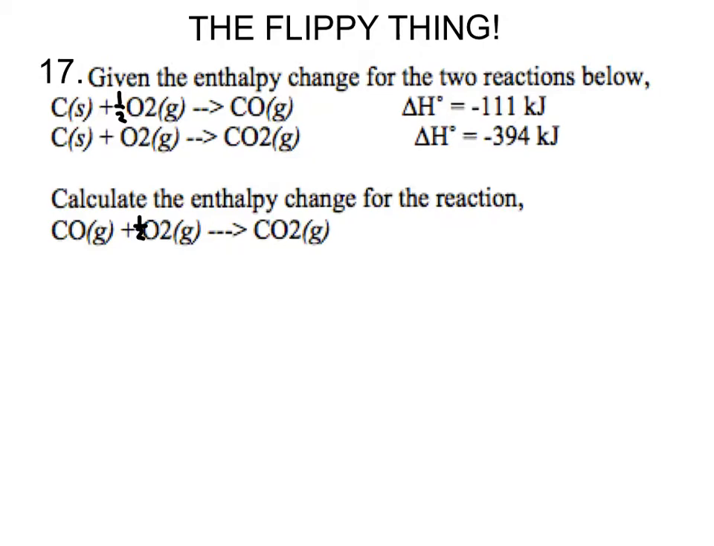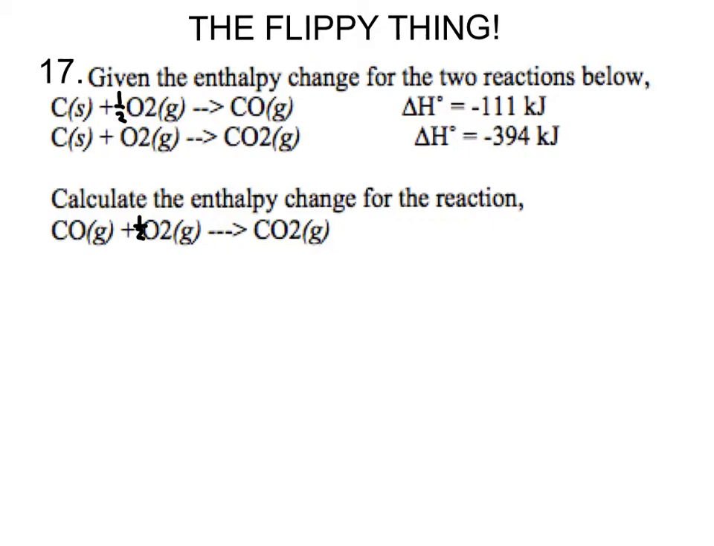So now that we know what heats of combustion and heats of formation actually are, we can utilize those equations and those values to find heats of reactions. So the process that we're going to use to find the heat of the reaction here is we call it the flippy thing. That's a Westlake term. Please don't call it that on the AP because they're not going to know what you're talking about.